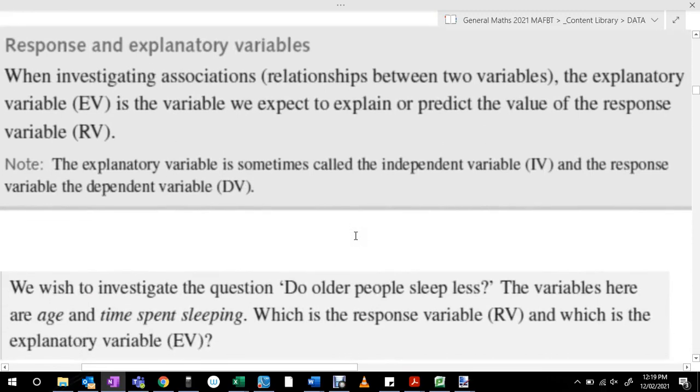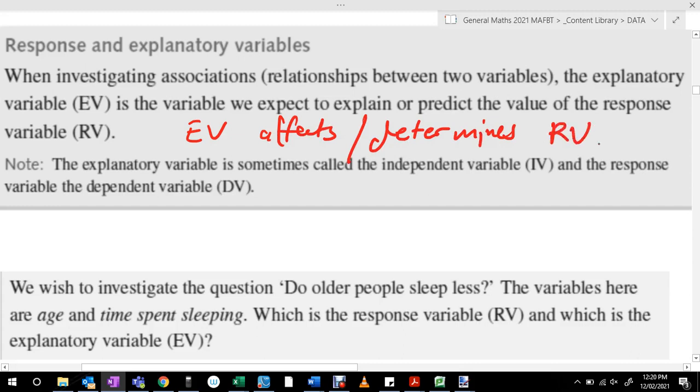All right, so EV and RV, these are some notes in your textbook. When investigating them, remember that the EV, we expect that to predict the RV. So the EV, like I said, affects the RV. Affects or determines. I would write this down somewhere in your notes. EV affects or determines the RV. Okay, remember that. And like I said before, you might see EV as independent variable, and you might see RV as dependent variable. You'll see it on your notes every now and then. But just understand the difference between the two.